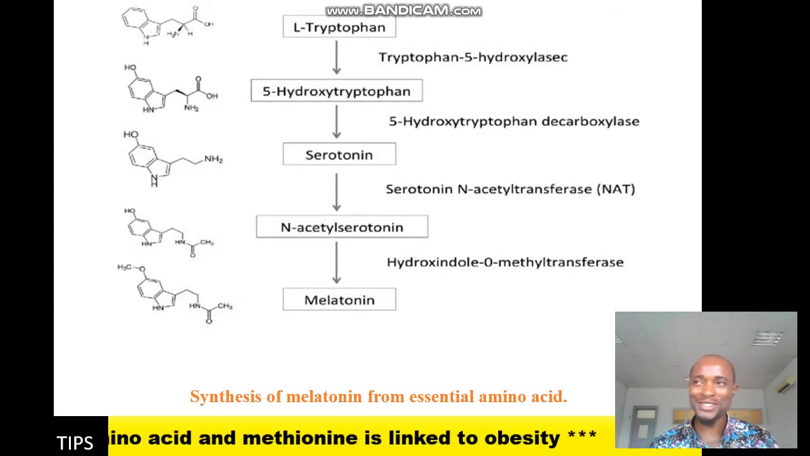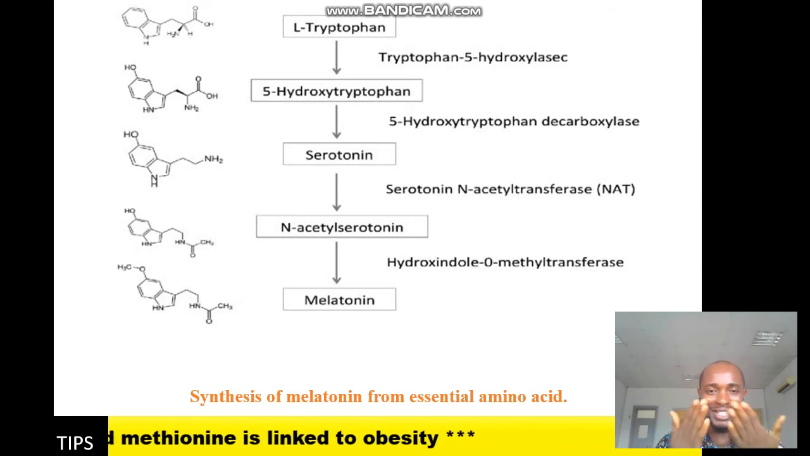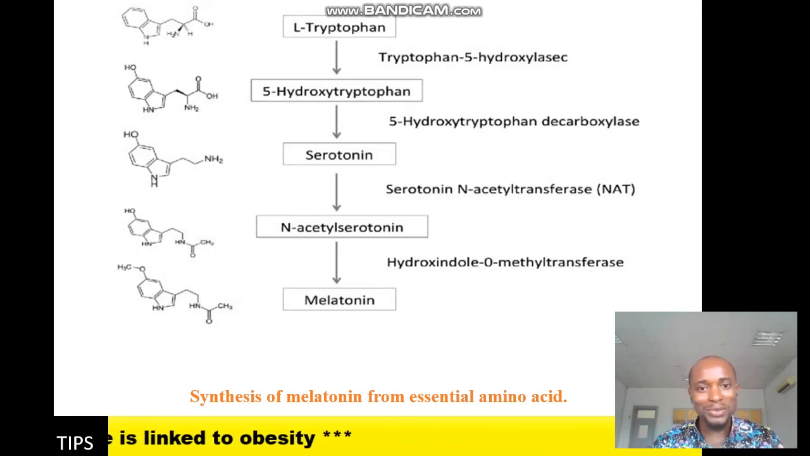This must be confusing. In the dark, melatonin is expressed. Yes. So what about this? That in the presence of NIR, like the near infrared, you have a lot of melatonin again. It's confusing, but don't be confused.